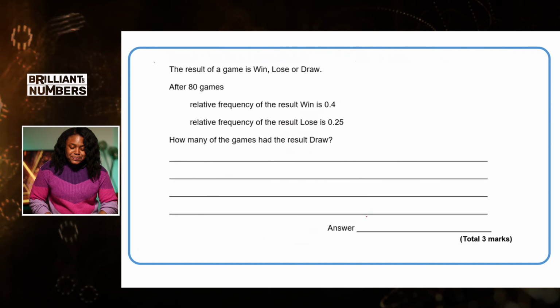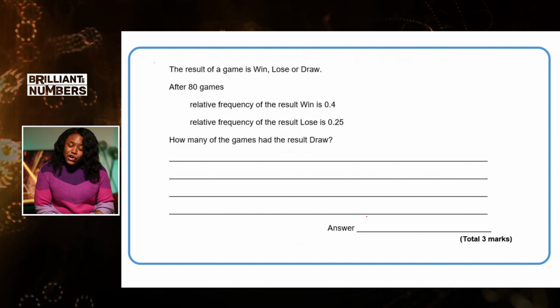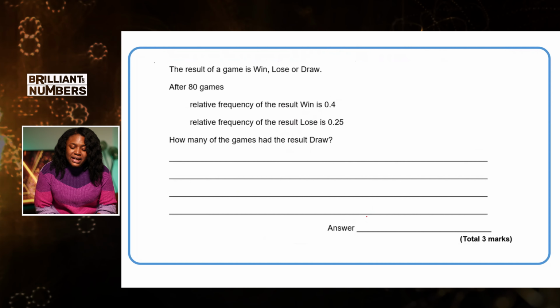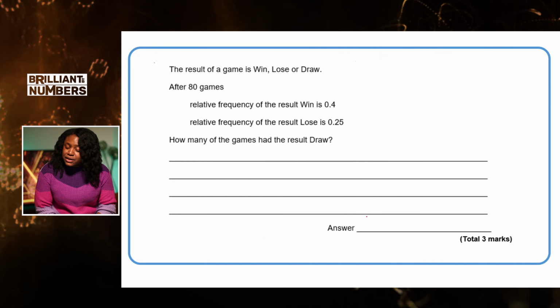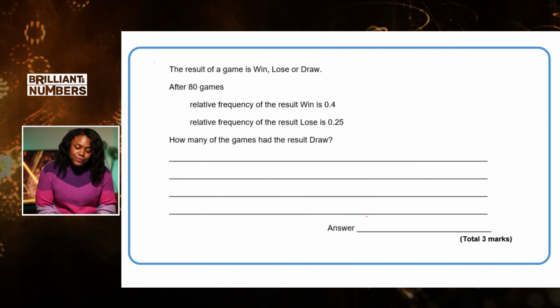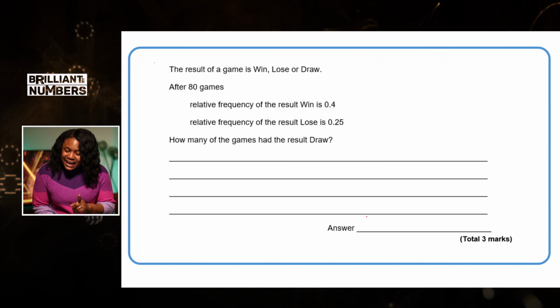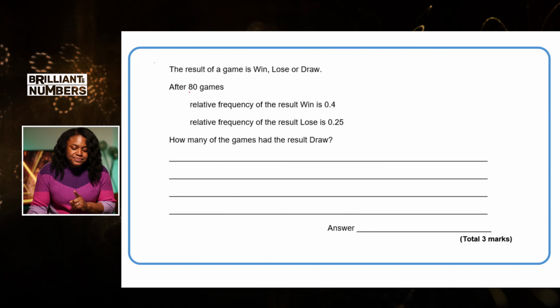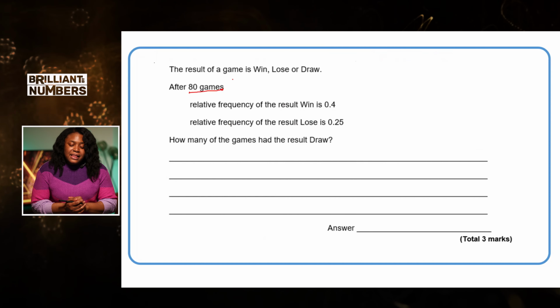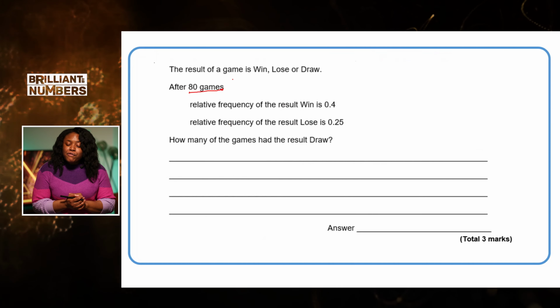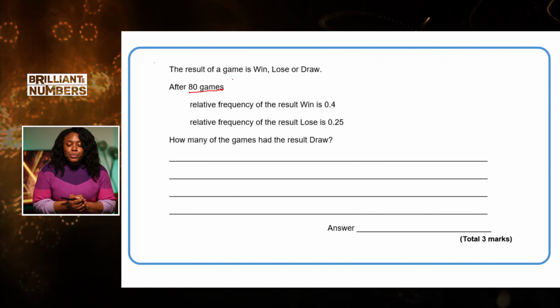On we go. Now here we're told that the result of a game is win, lose or draw. After 80 games, number of trials, 80 games, the relative frequency of the result win was 0.4.